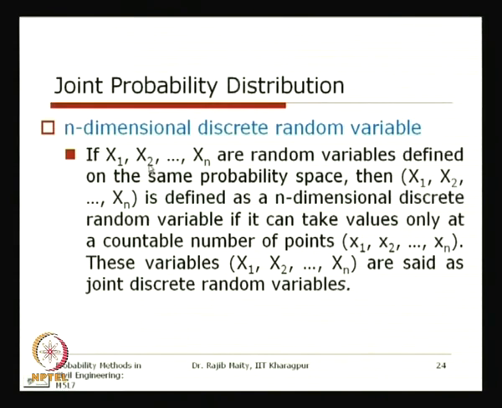If X1, X2 up to Xn are random variables defined on the same probability space, then (X1, X2, up to Xn) is defined as an n dimensional discrete random variable if it can take values only at a countable number of points x1, x2 up to xn. These variables X1, X2, up to Xn are said to be joint discrete random variables.